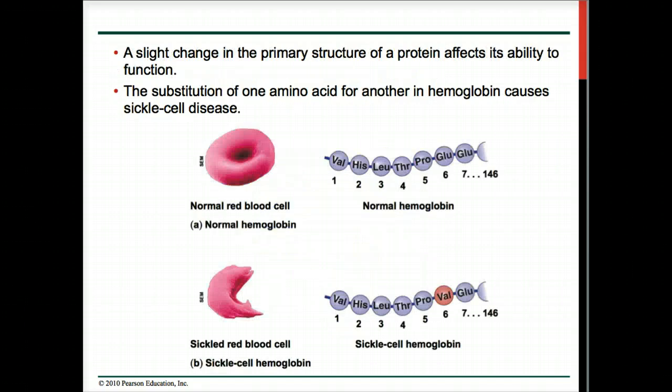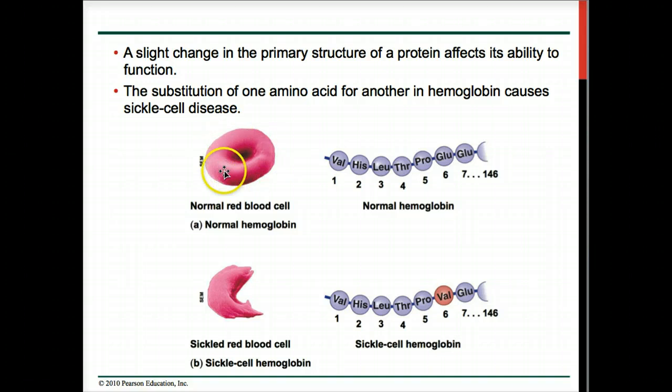Here's a very common example, guys. A slight change, a single nucleotide change in a DNA sequence causes a single amino acid change. So we go from glycine to valine, one single amino acid change in that whole protein. And it causes the red blood cell to go from this nice donut shape to this sickle cell.